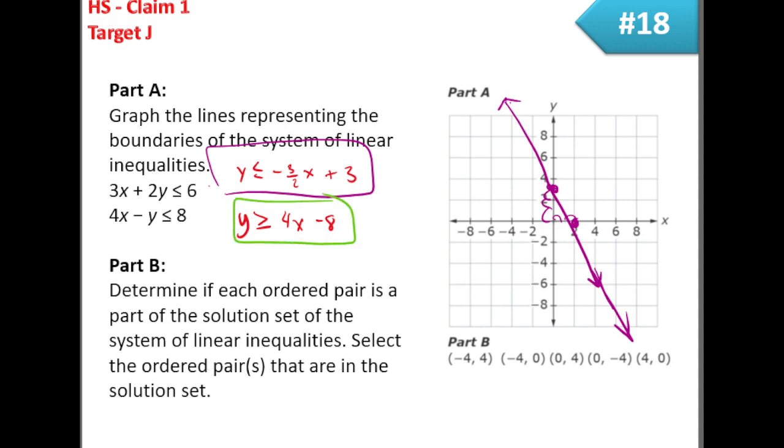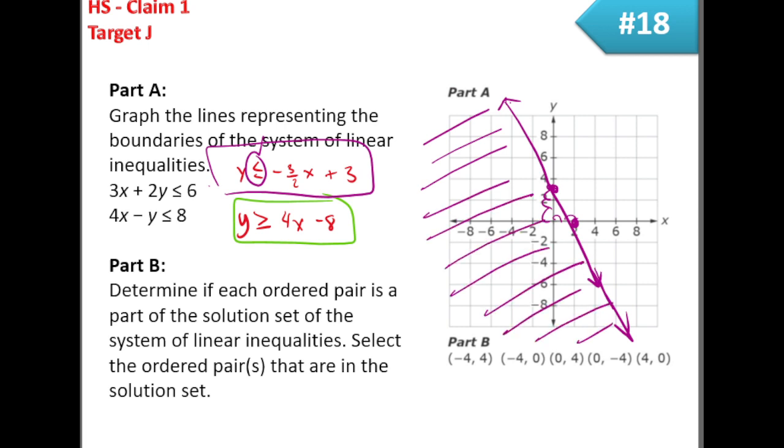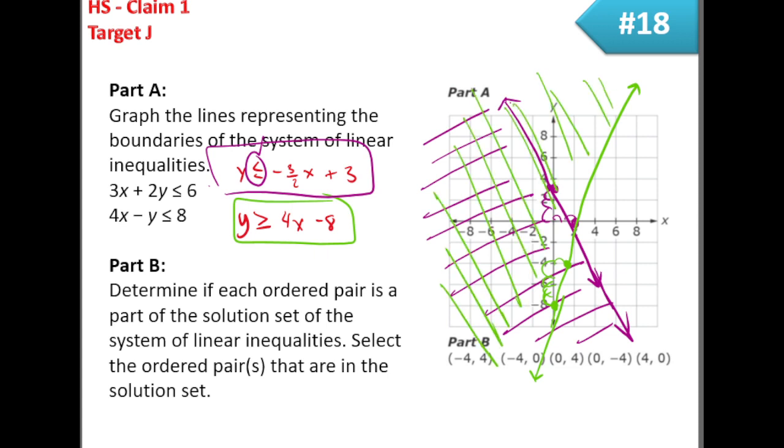This is going to be green. So this is less than. I'm going to be shading down here. Shading below. Next one is at -8. Gonna go up 4. 1, 2, 3, 4. To the right once. Okay, now I will be shading above. So shading above will be right here.